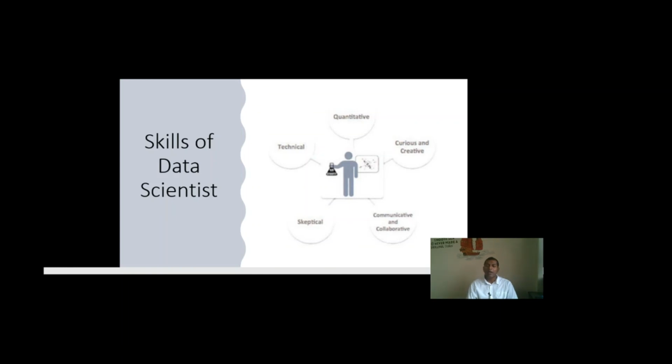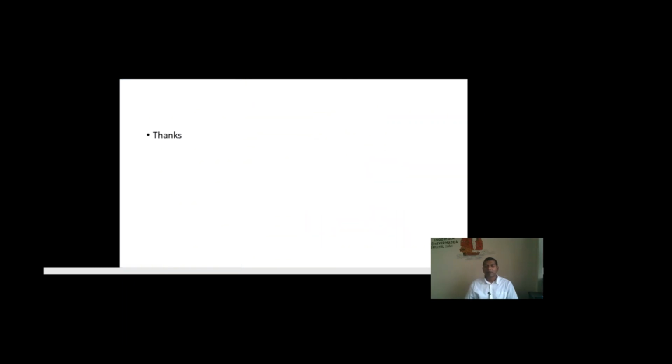Being skeptical, communicative and collaborative will allow you to explore the data properly and manage it nicely. So this is how we work on data as data scientists, and we can work on big data for usage and implementation of decision making for further use. Thank you.